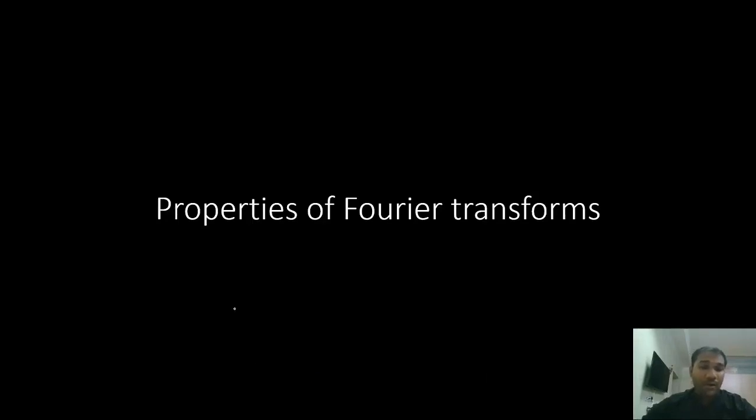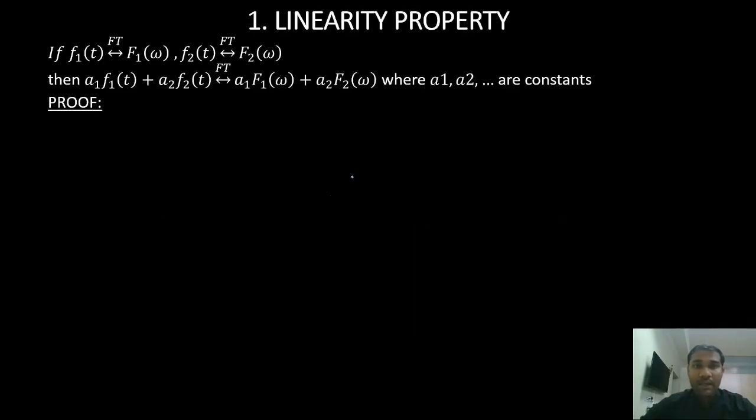Now we look at some properties of Fourier transforms. There are different properties for Fourier transform, like linearity property, time scaling, time shifting. So all these properties and their proofs now we're going to see. We'll discuss one by one. The first one is linearity property.